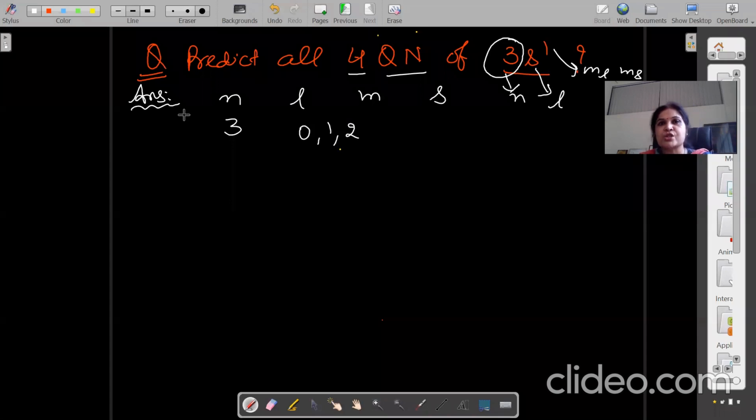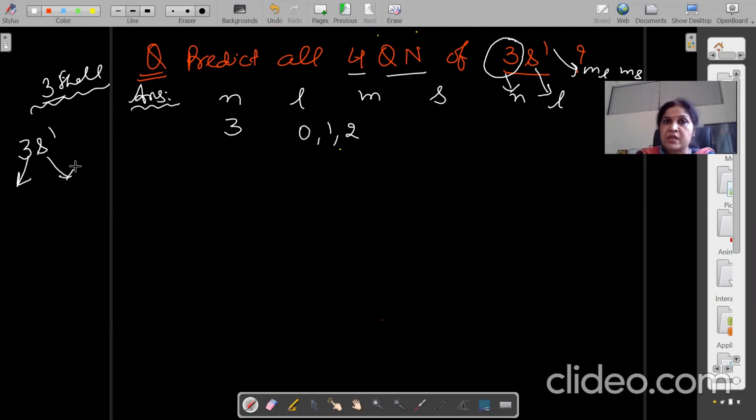If I had asked to predict all 4 quantum numbers of the third shell, then you could say n is 3 and l is 0, 1, 2, and you would have to write m values for 0, for 1, for 2. But here it is not the third shell. I have given the specific question 3s1. The third shell is specific, and the subshell is also specific. l will be only 0, not 1, not 2, because the s orbital is given.